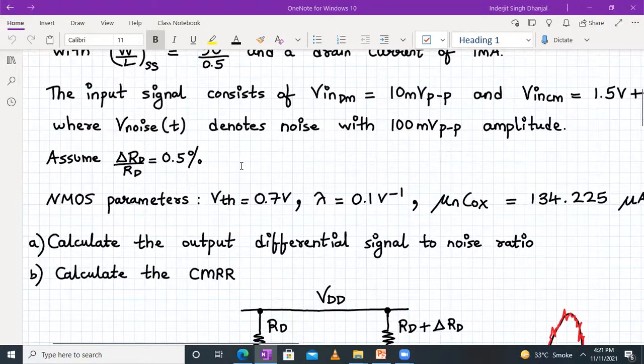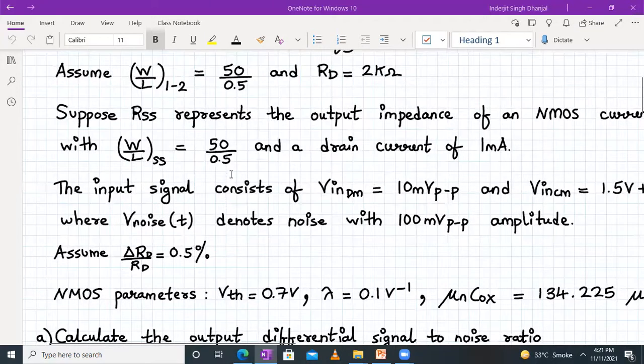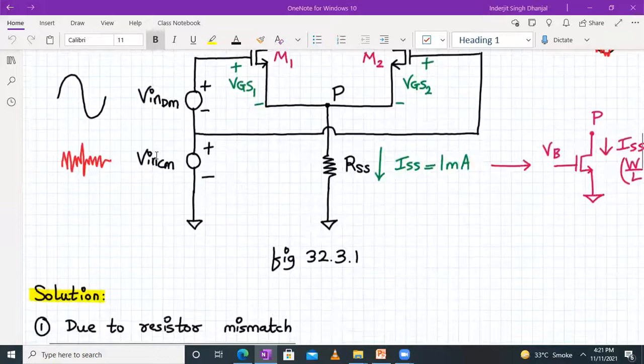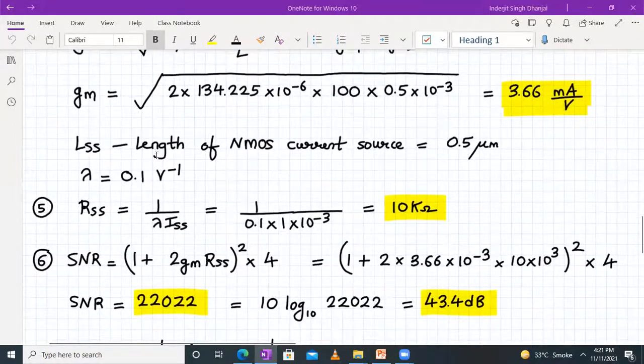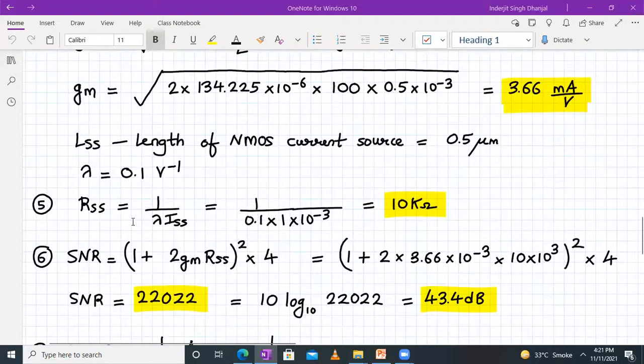Don't forget that. Okay. So if it was given 50 divided by 1, then the lambda value would have been different for this. But now since the L value is the same, the channel length is the same, the lambda value will be 0.1. So RSS will be equal to 1 upon lambda into ISS. So RSS value will be 1 divided by 0.1, lambda is 0.1, ISS is 1 milliampere, that will be 10 kilo ohms.